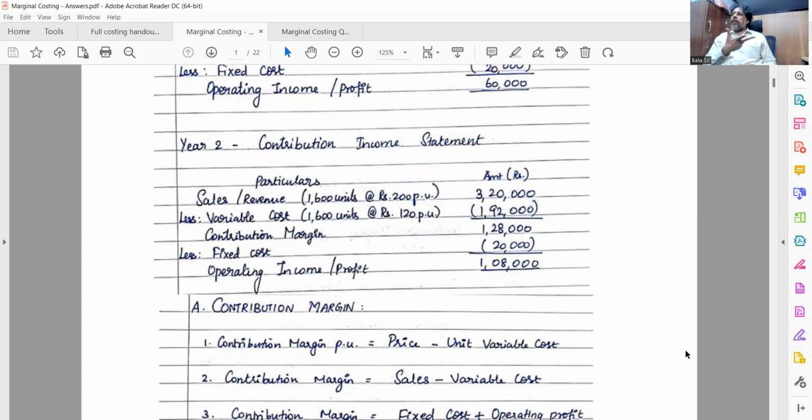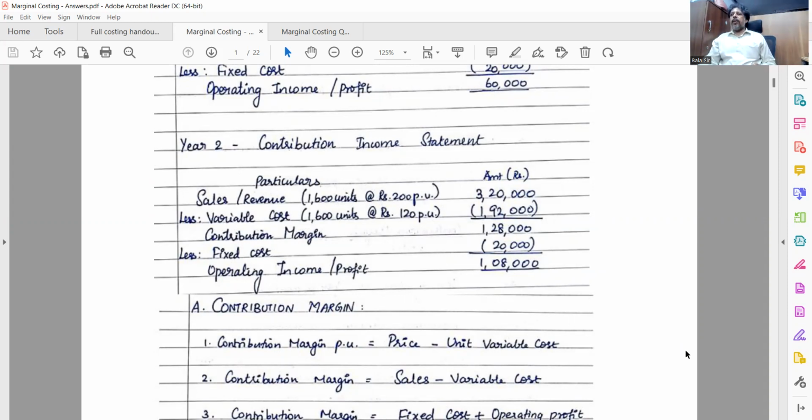There is another way to get 2,70,000. We know the sales in year 2 is 3,20,000 rupees, and the break-even sales we got is 50,000 rupees, from our earlier discussion. What is 3,20,000 minus 50,000? 2,70,000. Exactly. And what is 2,70,000 rupees into the 40% PV ratio? It works out to the 1,08,000 profit.